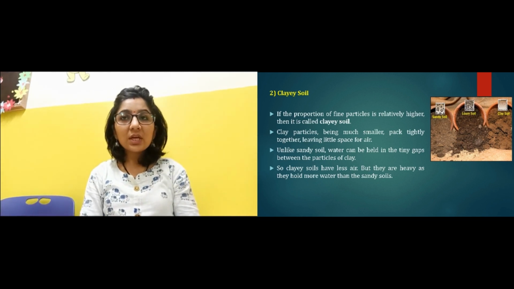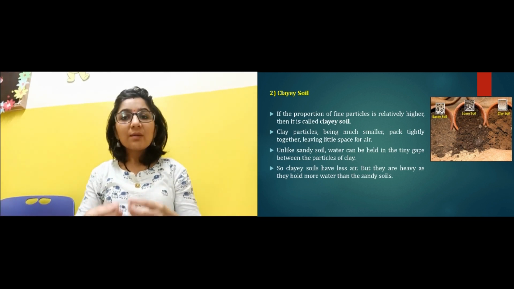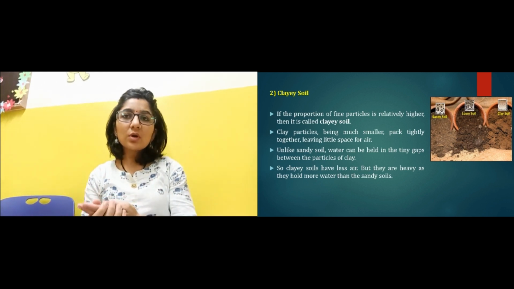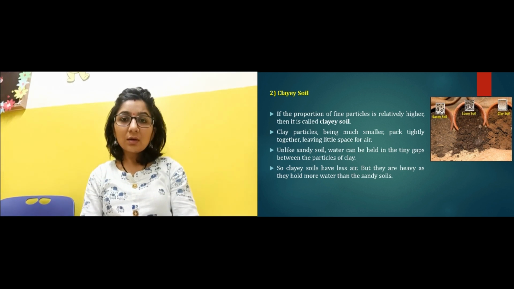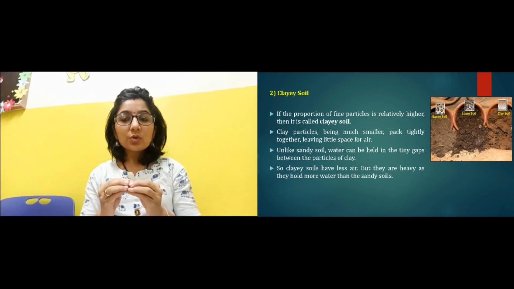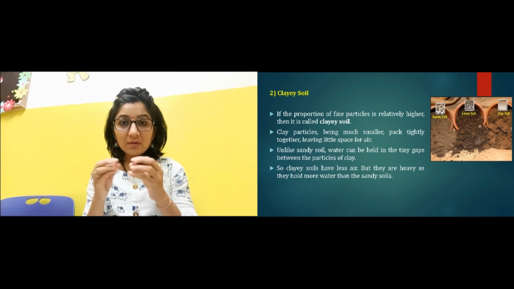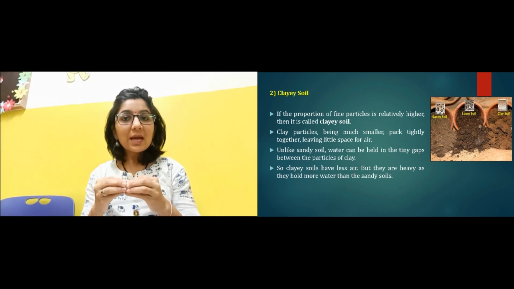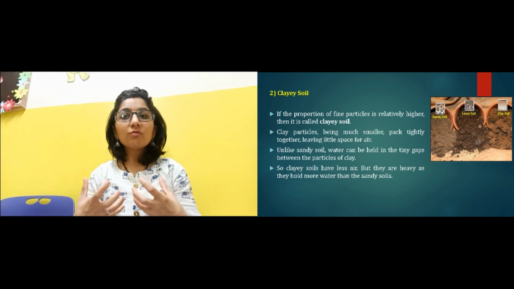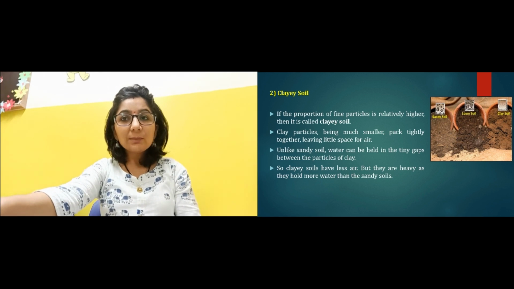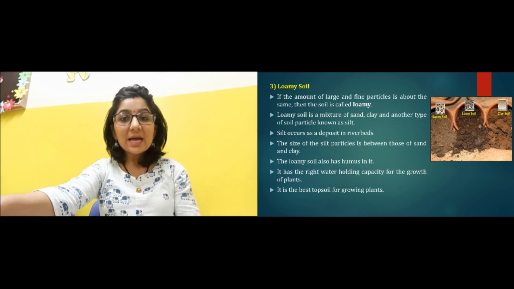फिर clay soil होती है जिसमें the proportion of fine particles, अगर छोटे छोटे particles ज़्यादा हैं soil में, that kind of soil is called the clay soil. Okay, now clay particles जो होते हैं क्योंकि वो बहुत छोटे होते हैं, so of course there is less amount of spaces in between, and it can hold more amount of water in those tiny gaps. Of course it has less air but they are heavy and can hold more amount of water than the sandy soil.